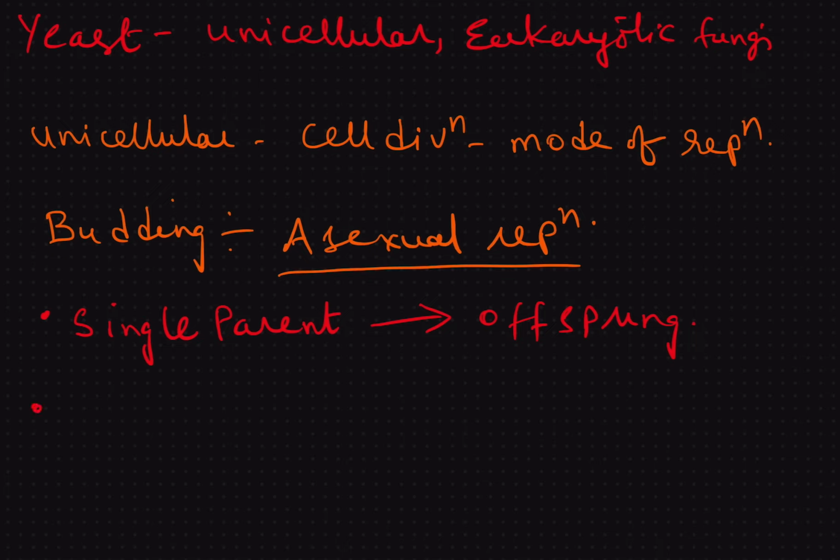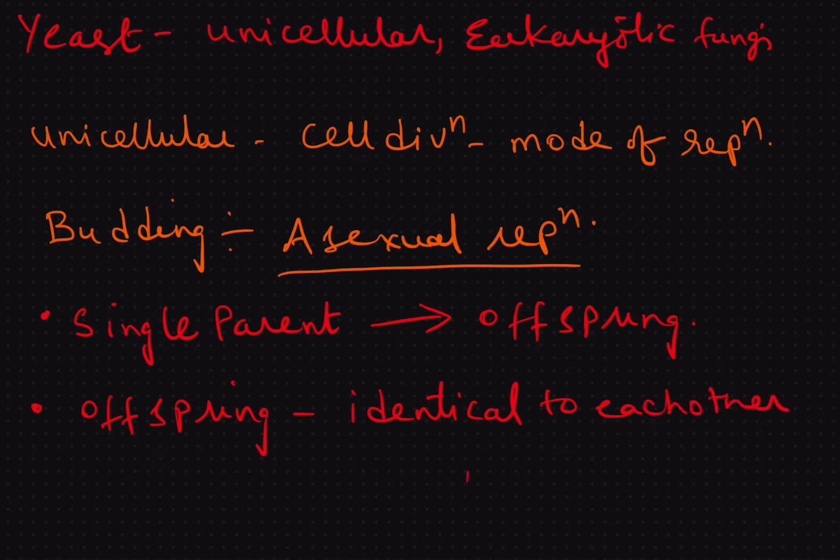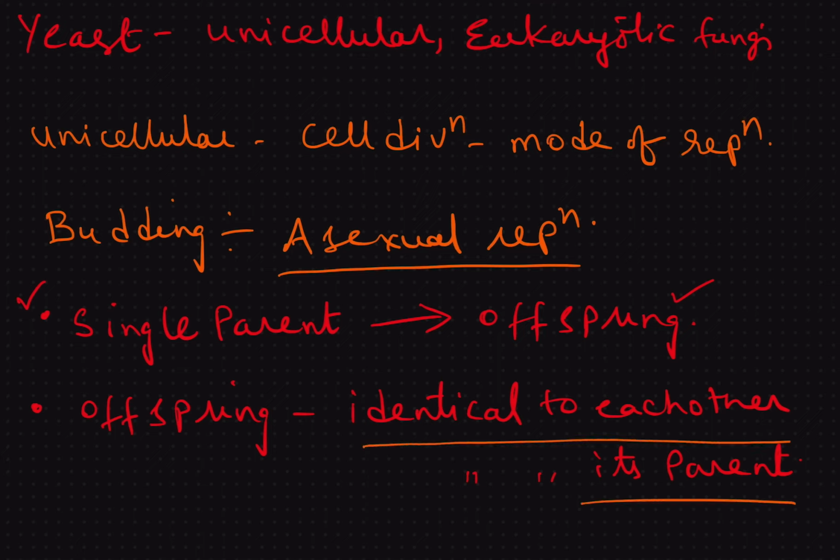And such offspring that are produced by one single parent are identical to each other as well as identical to its parent. Right? So these are the two features of asexual reproduction. One is it is uniparental inheritance. One single parent is capable of producing its offspring. And number 2, its offspring are identical to each other as well as they are identical to the parent. That means 100% Xerox copies of their parents.